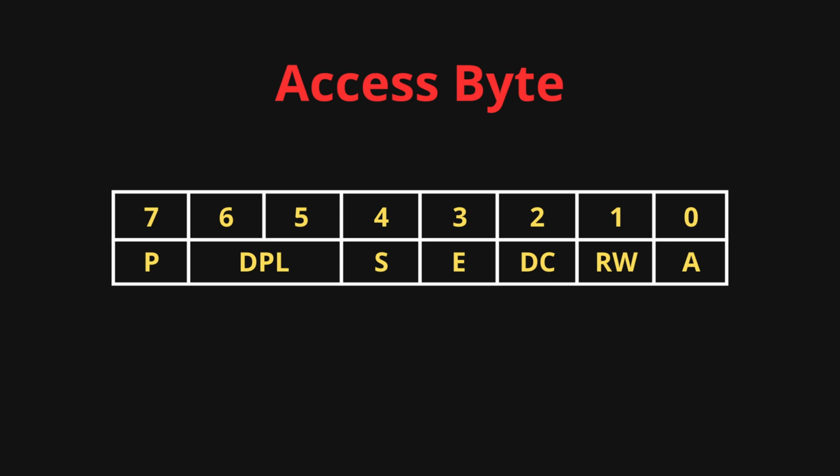For data segments, writable bit. If clear, write access for this segment is not allowed. If set, write access is allowed. So this is sort of opposite to the first one. A, which is accessed bit. When the CPU accesses a segment, it sets this bit to 1 to record that the segment has been accessed.